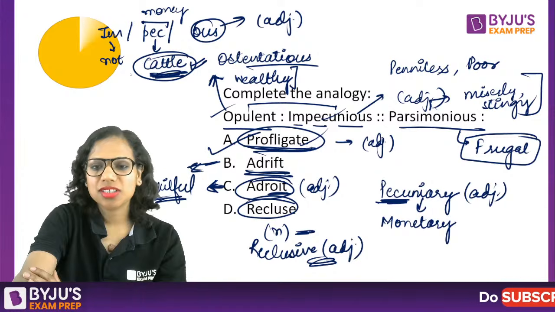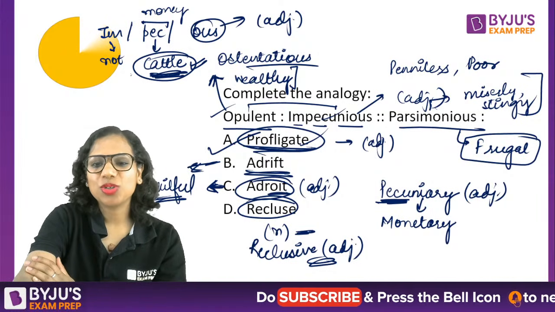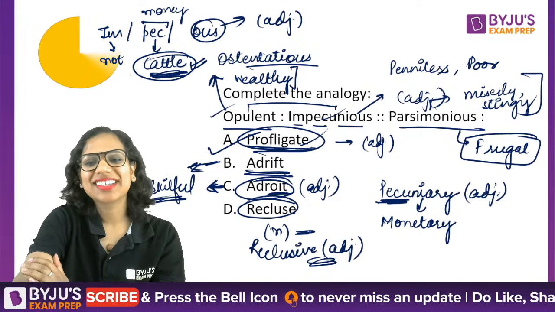A recluse, somebody who does not like to meet people. So, in case someday you're not in the mood of meeting people, you can say, oh, I am a recluse. I don't like meeting people anyway.